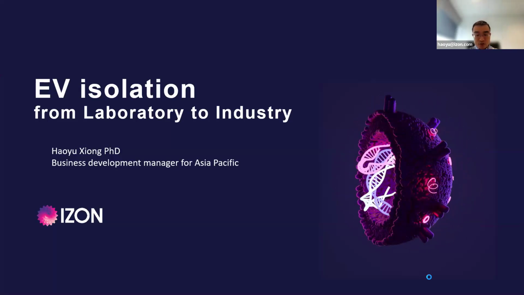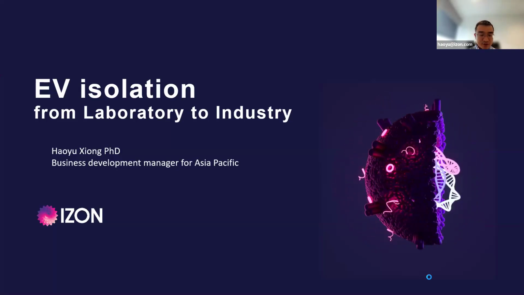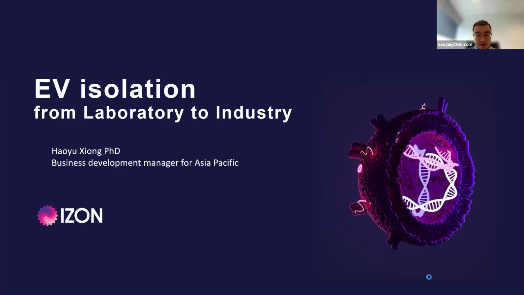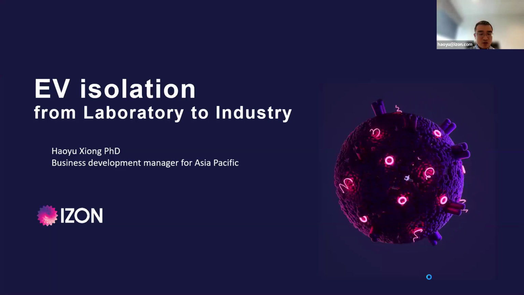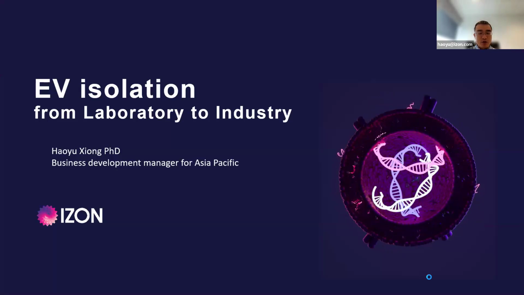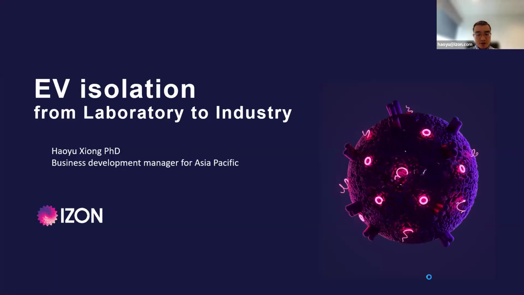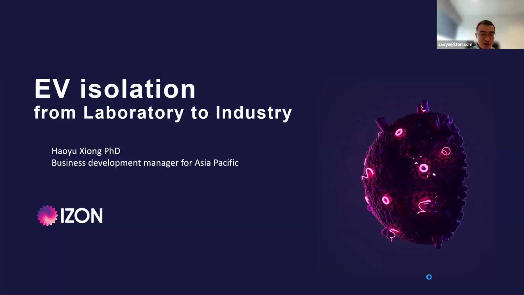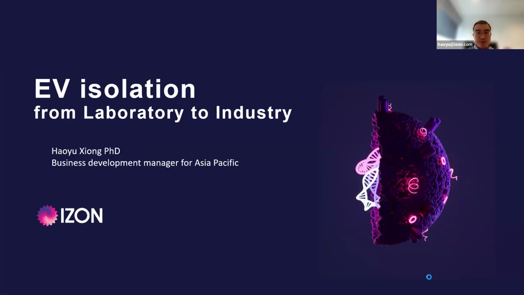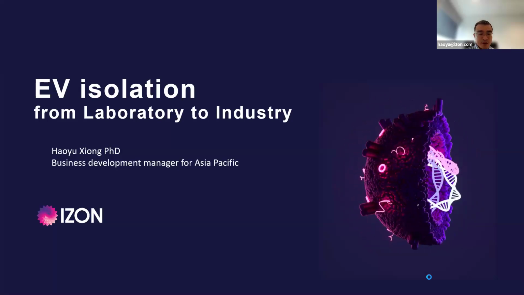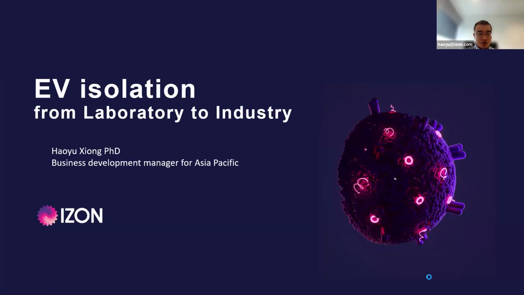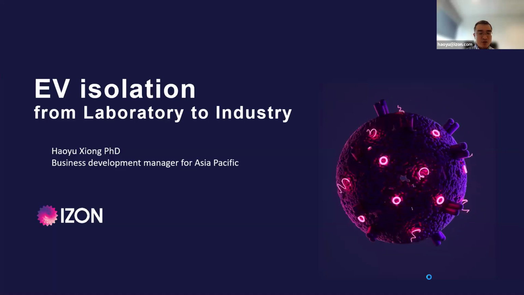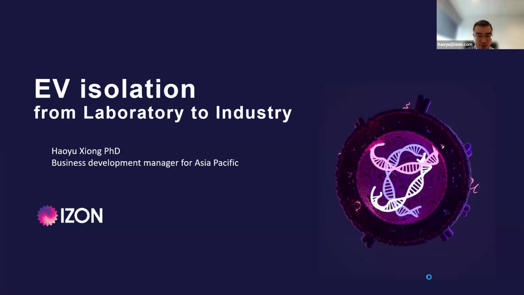To achieve this, we have two main product lines. The first is our nanoparticle analyzer based on tunable resistive pore sensing technology, TRPS. The other one is our size exclusion column for extracellular vesicle isolation, the qEV columns range. In recent years, the qEV isolation platform has rapidly become a very popular method for extracellular vesicle isolation, mainly in biomarker development, EV research, and therapeutic applications.